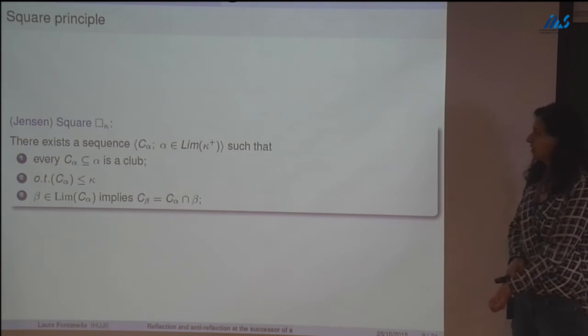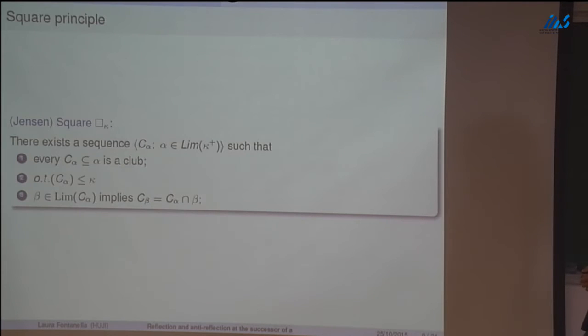Now, my joint result with Yair concerns a version of the square. So square principles are anti-reflection principles. We will see why in a minute. But what are the square principles? The square principle was introduced by Jensen, and it's denoted square index kappa. Square index kappa is the statement that establishes the existence of a sequence of length kappa plus.